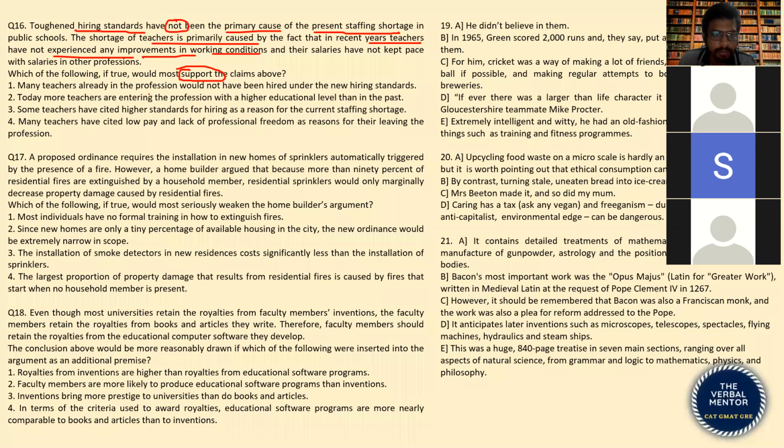Option 1 says many teachers already in the profession would not have been hired under the new hiring standards. It will actually weaken the argument because it would prove that hiring standards have become stringent and they are responsible for staff shortage. While the argument says hiring standards are not responsible, it is poor working conditions. So one goes out. Option 2, today more teachers are entering the profession with a higher educational level. Somehow it would also weaken the argument, along the lines of option 1. Some teachers have cited higher standards for high. This is also weakening the argument rather than strengthening it.